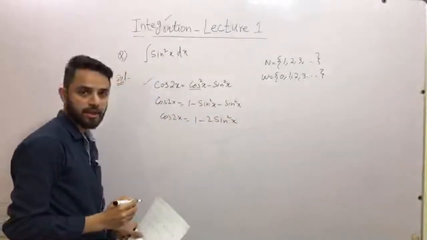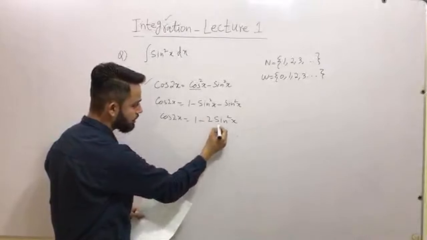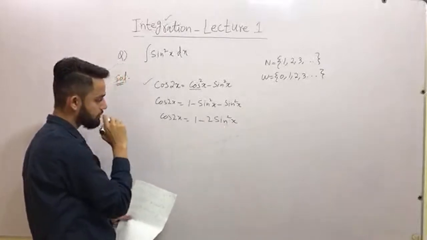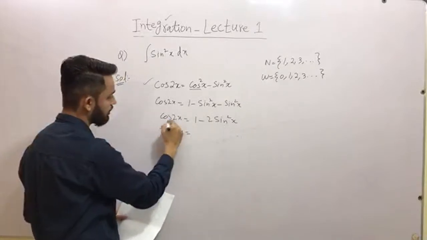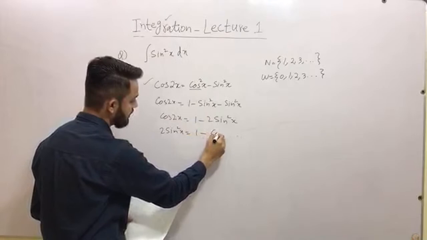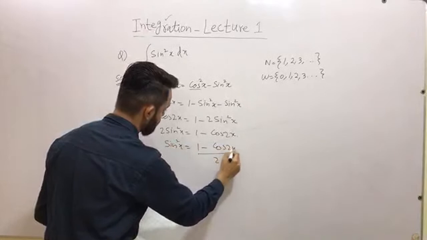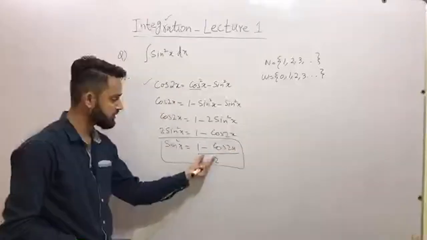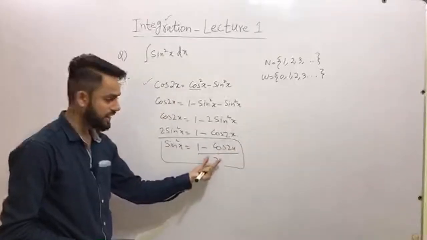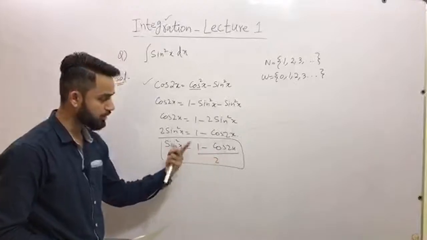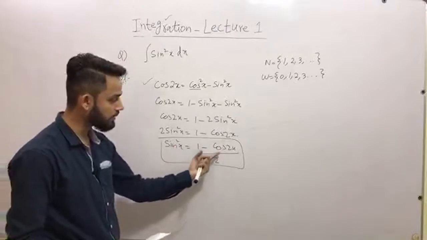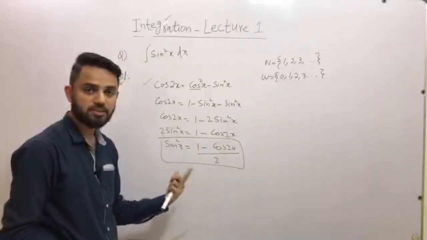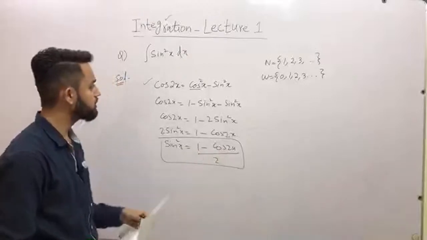Now from here I am supposed to find out the value of sine square x. Okay, what I am going to do now is bring 2 sine square x here and shift cos 2x to the other side. Now you can divide it by 2. So this is the form, sine square x is 1 minus cos 2x over 2, and in this integral we are not having a trigonometric function where the power is more than 1. The only trigonometric function we have over here is cos 2x, and its power is basically 1. So it means that we can use this formula.